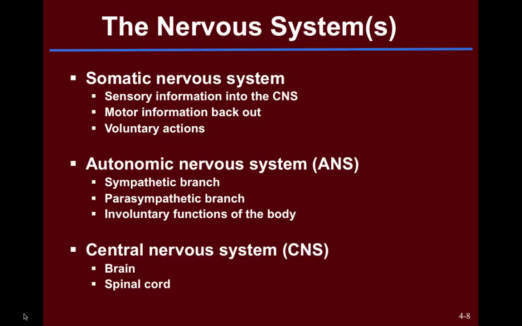The autonomic nervous system, this is the involuntary function of the body. Things like breathing, your heartbeat, things that are not under conscious control. And then finally the central nervous system, the brain and the spinal cord, the components that most of us are probably most familiar with.